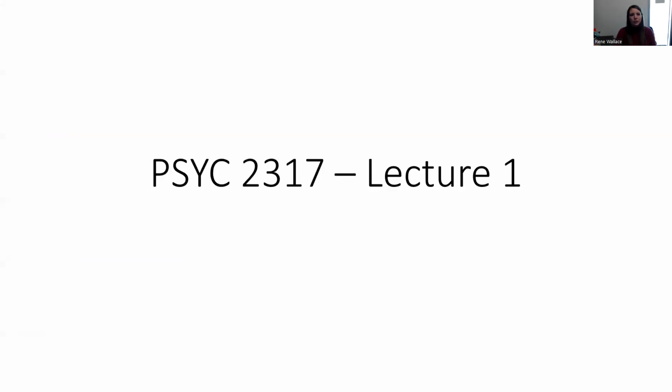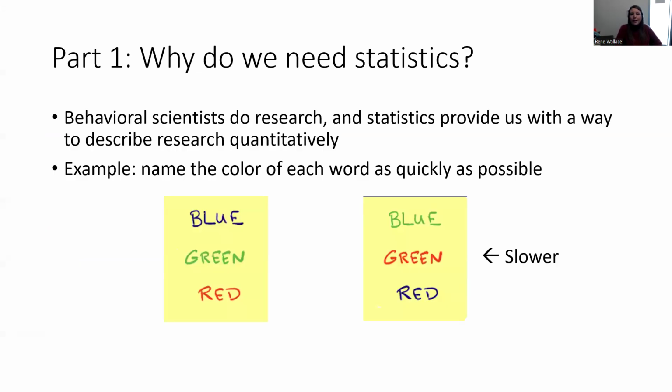Okay, so this is the Psych 2317 first lecture. I'm just going to start by saying why we need statistics as psychology majors, right? I touched on it for a second in your syllabus video, but why are we doing this? Well, because behavioral scientists do research. Statistics are a way that we can describe what we did quantitatively, right? What we were using words for, we need a way to apply numbers to, so that we can describe it that way.